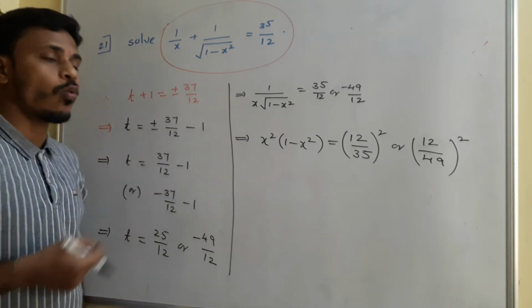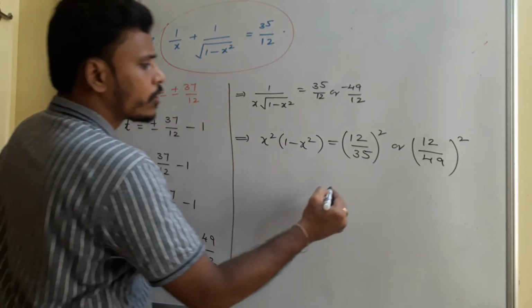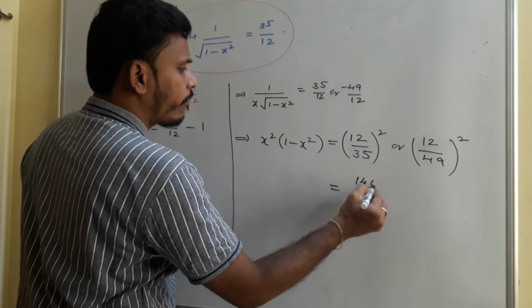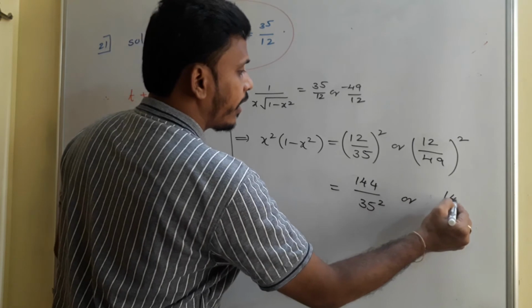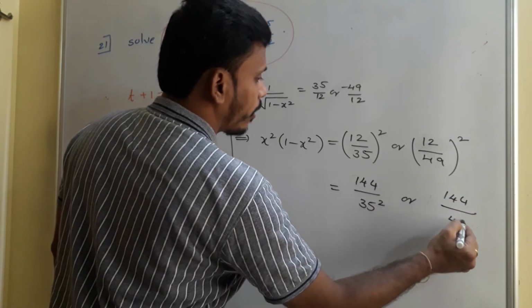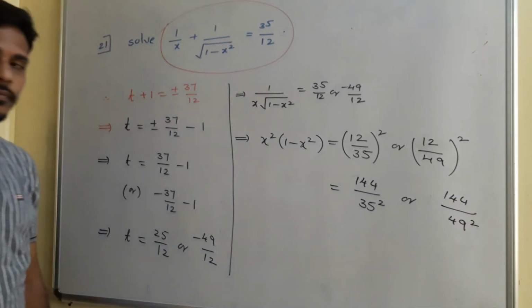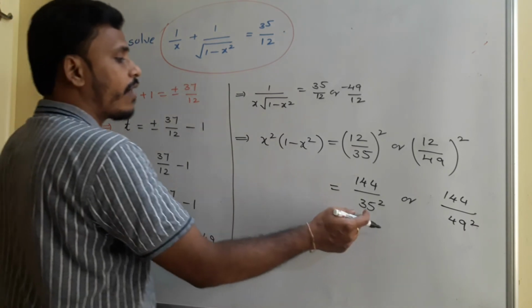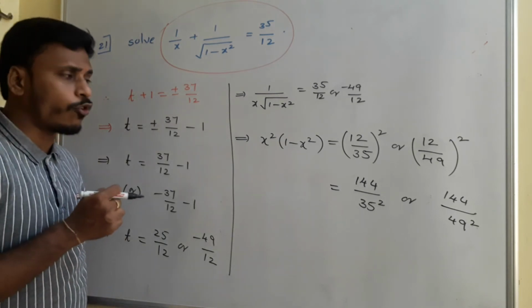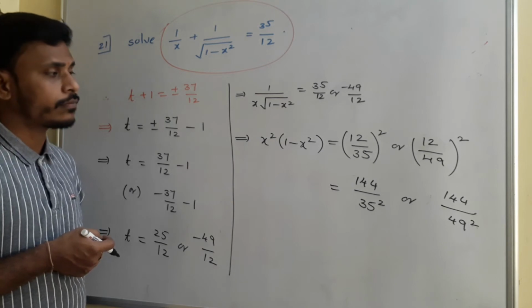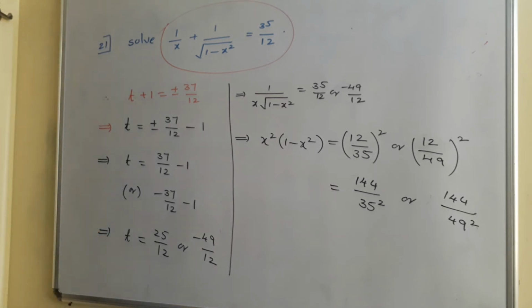x square into 1 minus x square, right? So this is equal to 144 divided by 25 square, or here again it is 144 divided by 49 square. And from here I have a chance to express 144 by 25 square, which is simply 144 is 69, right? Okay, 69. 1 minus 35. 5.